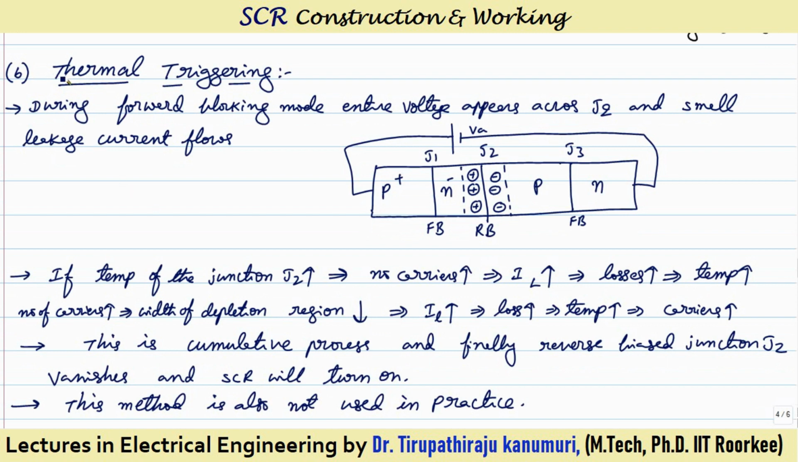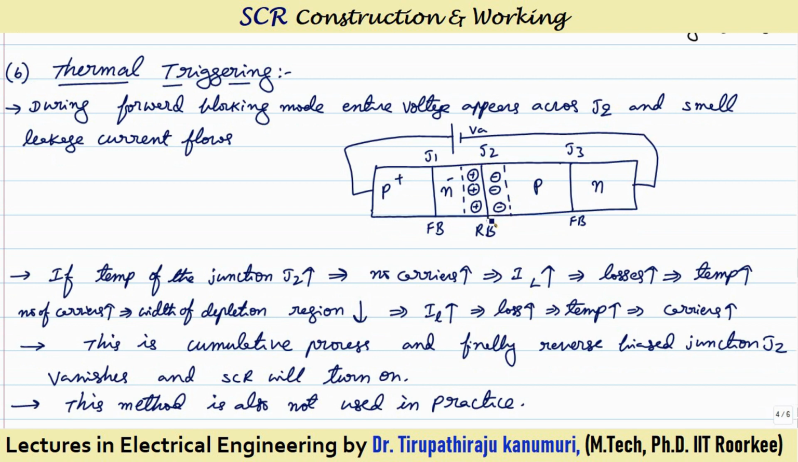So then let us proceed further. The second method that is possible is the thermal triggering. We know that during the forward blocking condition, the entire voltage appears across the junction J2. Now this junction J2 is reverse biased, so the barrier is formed, a reverse biased junction is formed.